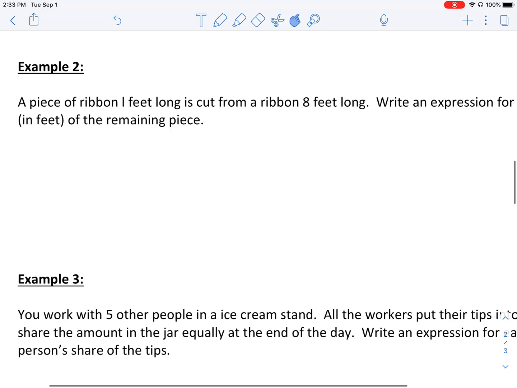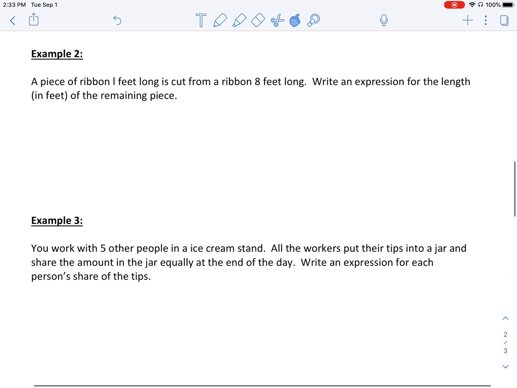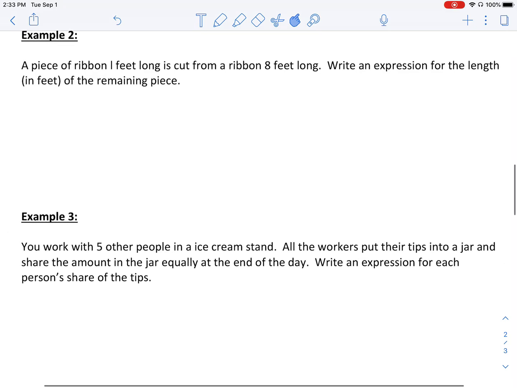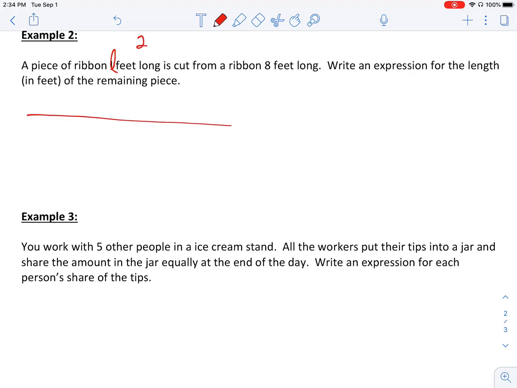All right. Our first example, or I guess really our fifth example, a piece of ribbon, this should be a script L. Piece of ribbon L feet long is cut from a ribbon that is 8 feet long. Write an expression for the length in feet of the remaining piece. So let's pretend, for an example, that instead of length L, it was length 2. Okay, so here's your 8-foot long piece of ribbon. So that whole thing is 8 feet. And I want to write an expression after I've cut 2 feet from it. Well, then your expression would be 8 minus 2.